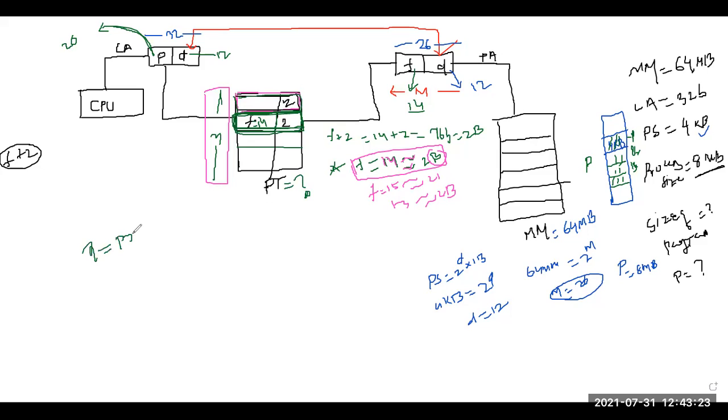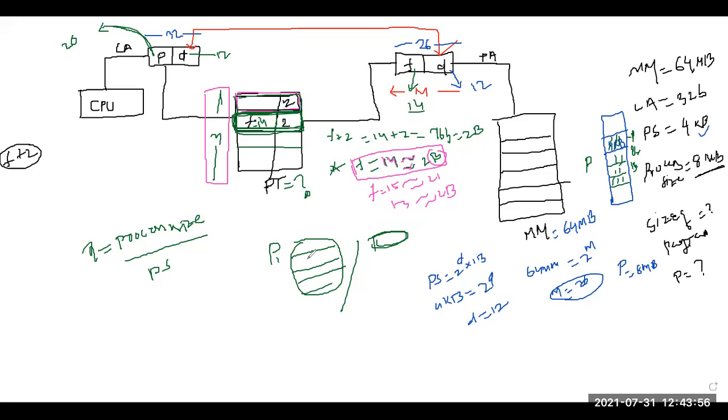Process size divided by page size. Why? Because we are talking about the process. Suppose the process is this big, but my page size is only this much. When I divide the process by the page size, it tells me how many blocks of this size I require. So it will divide into pieces like this: P1, P2, P3, P4, P5. That gives the number of pages.